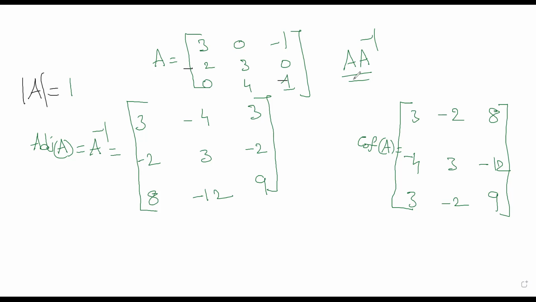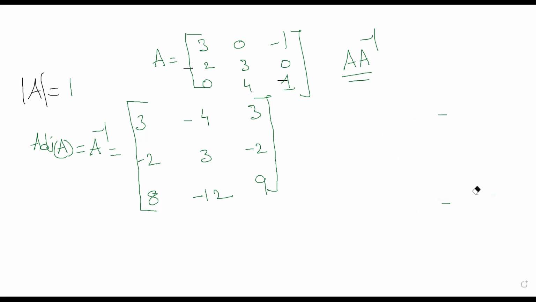A times A inverse? Yeah, 3 into 3 is a 9 and 3 into 3 is a 9 and then you'll get 0 into minus 2. No. So we'll do that. So 3 into 3, what you had to do is like, we'll write this matrix on this side so that you will understand much better. 3 into 3, 9 and 0 into minus 2, which is 0.